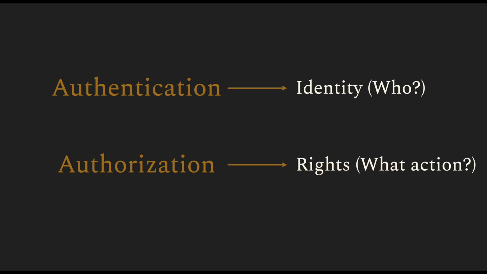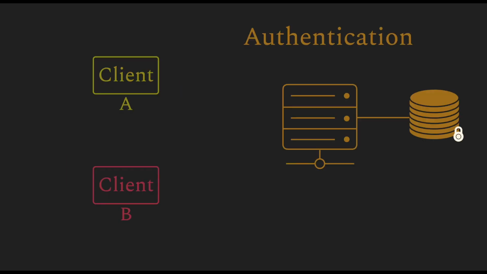Access control generally involves two mechanisms: authentication and authorization. These terms are sometimes wrongly used interchangeably, so let's first define these before we proceed. Authentication refers to verifying the identity of the client, and authorization refers to verifying the rights of the client to perform an action. Let's look at a few examples.